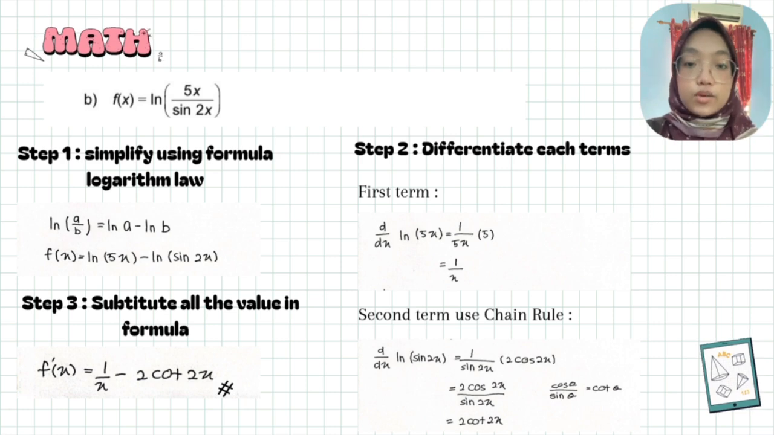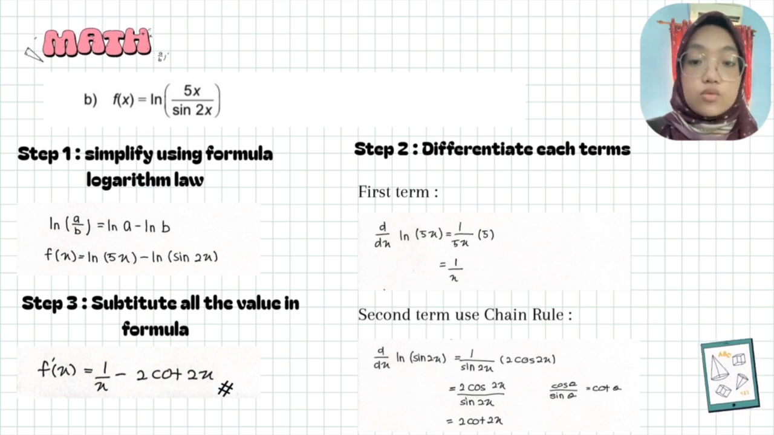For this equation, we can use the logarithm law. Firstly, step 1, we need to simplify. The rule is ln of a over b equals ln a minus ln b. So it becomes f(x) equals ln 5x minus ln sin 2x. For step 2, differentiate each term of f(x). First term, d/dx of ln 5x equals 1 over 5x multiplied by 5. Then we get 1 over x.